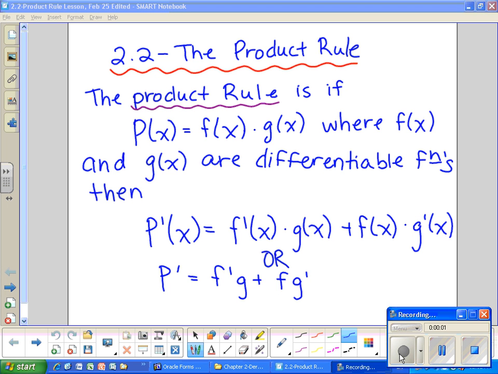is you'll be multiplying two functions, f and g. And if you want to take the derivative, again, both of them have to be differentiable. So the notation, if you have your polynomial function p prime, what you have to do is you take the derivative of your first function and you multiply it by the second one, exactly as is. Then you add it to the first function times the derivative of the second function.